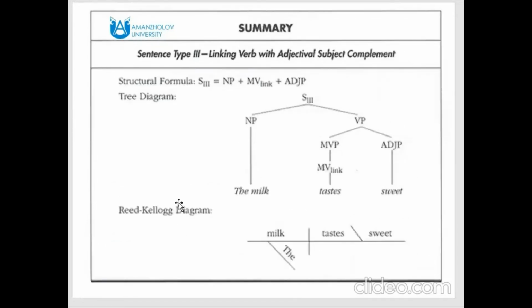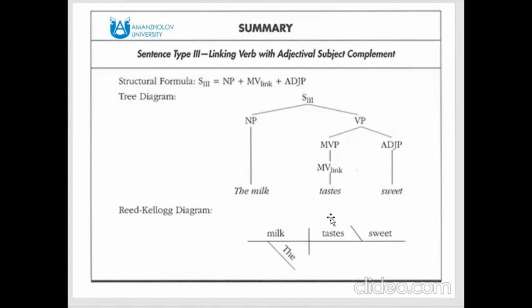Type 3, the linking verb type with adjectival subject complement. Study the following example. The milk tastes sweet. Notice that the predicate in this sentence contains an adjective phrase following the main verb, which may or may not be a form of be. In type 3 sentence, the verb is unable to stand alone as a complete predicate, but requires an adjectival phrase following it. It describes the noun phrase functioning as subject.